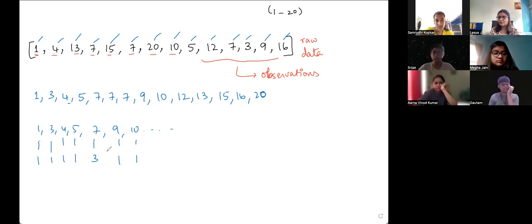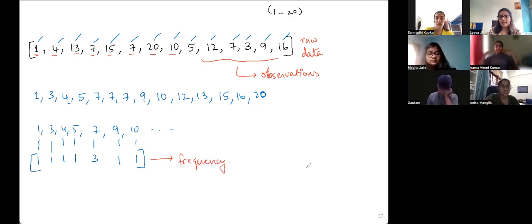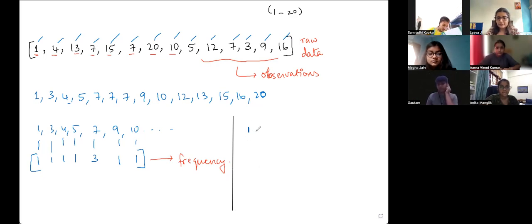So you guys have done this in lower classes using tally marks and all of that, right? These numbers are frequency because they're telling you how many times I got each of these observations. Now another easier way of organizing this data is to just create tables. I can simply write it as numbers between 1 to 5, then 6 to 10, then 11 to 15, and then 16 to 20.